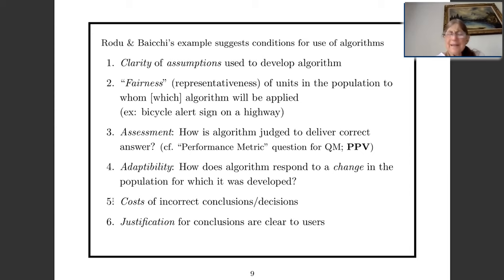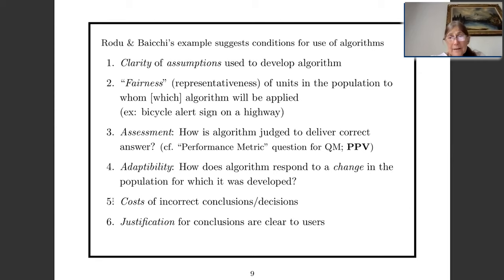I may not have the right sign here, but I seem to recall that the autonomous vehicle got really confused when it saw something it wasn't expecting to see, like a bicycle alert sign, or you put a horizontal line through the O of stop or something. It didn't recognize it as a stop sign.